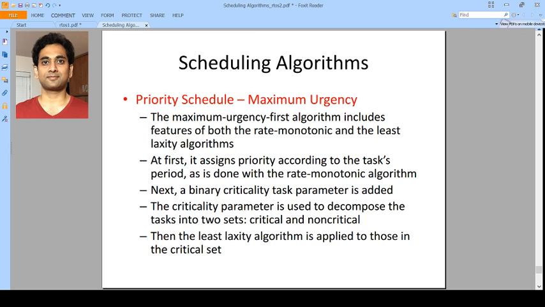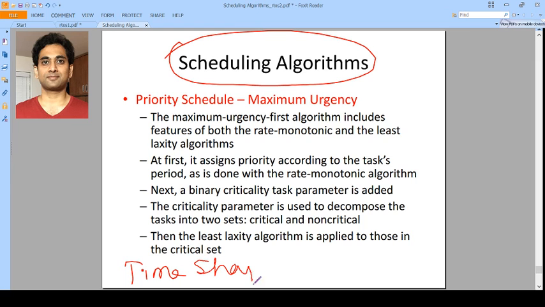Now, we are looking at scheduling algorithms. So to put things in perspective, we looked at scheduling algorithms based on time sharing, including round robin, first come first serve, and other algorithms. We are also looking at priority schedule algorithms. We are currently looking at the different priority schedule algorithms. One such scheme of algorithms is maximum urgency.